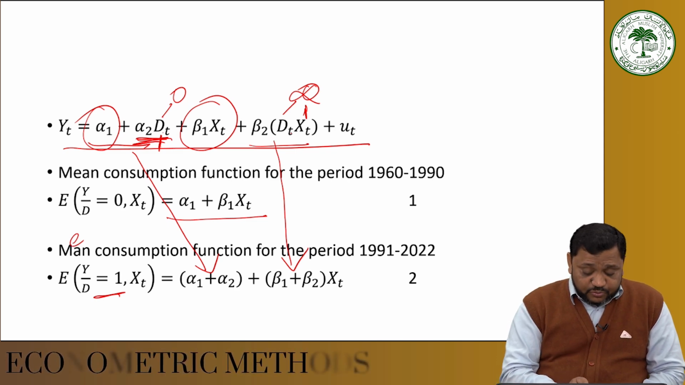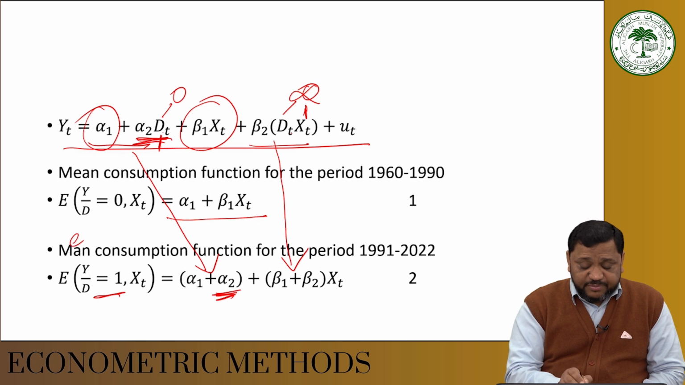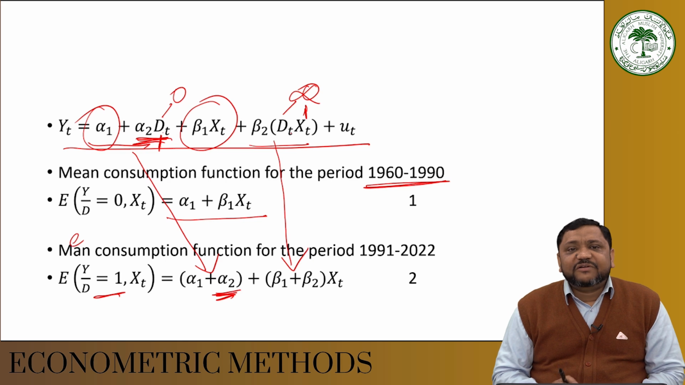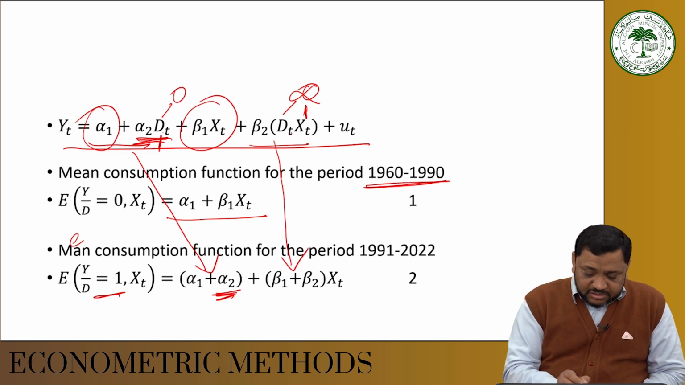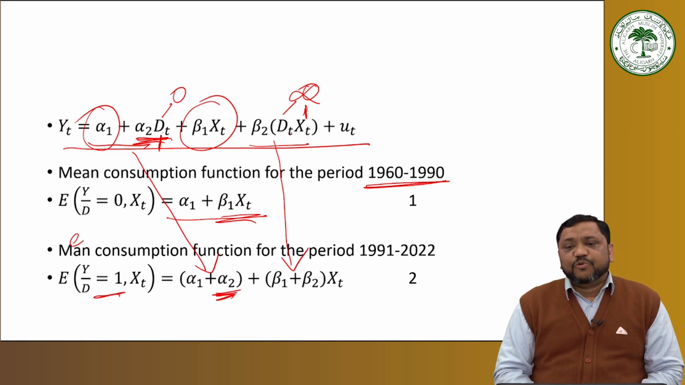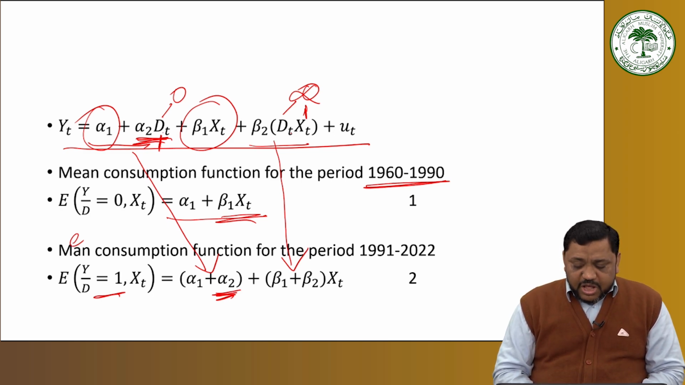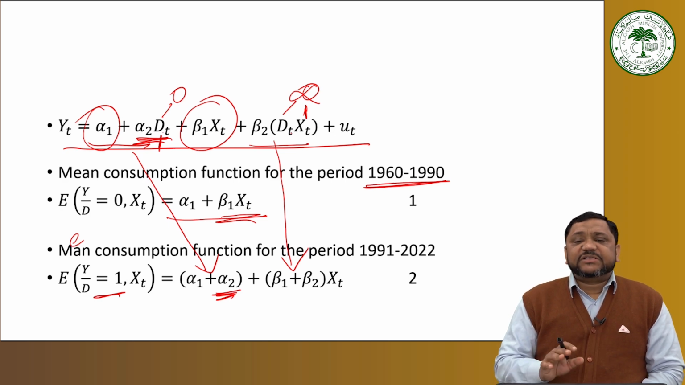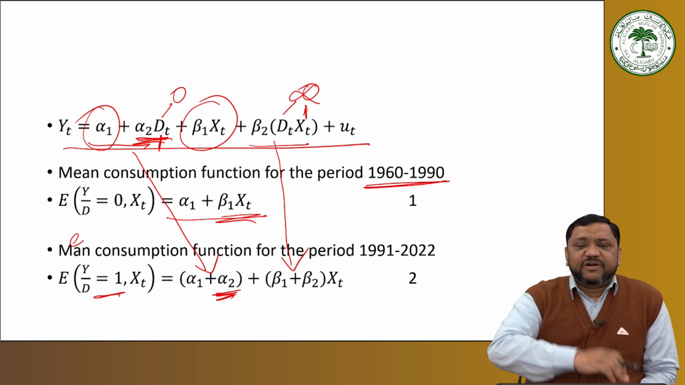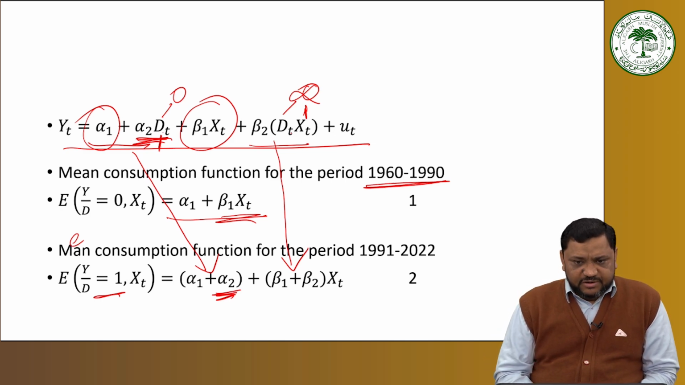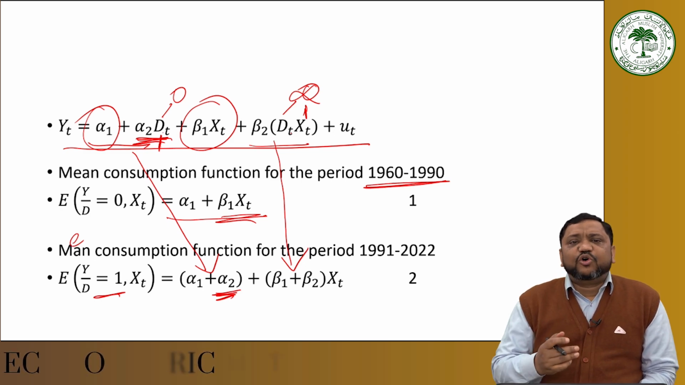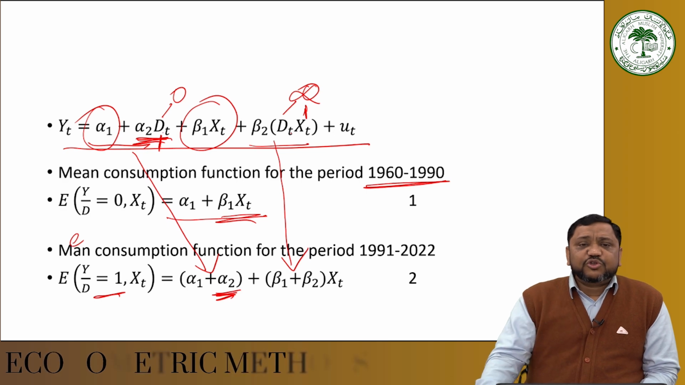Here, in the equation for the period before 1990, there was no alpha 2. So alpha 2 is the differential intercept. In that equation there was no beta 2, so beta 2 is the differential slope coefficient. The differential intercept indicates by how much the intercept of the second period is different from the intercept of the first period. And the slope differential, beta 2, indicates by how much the slope of the second period is different from the slope of the first period.